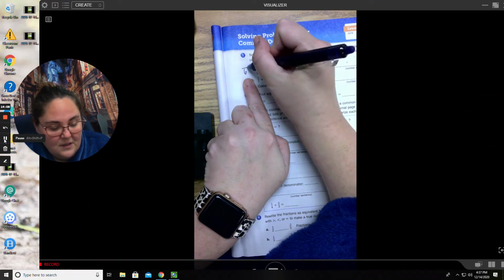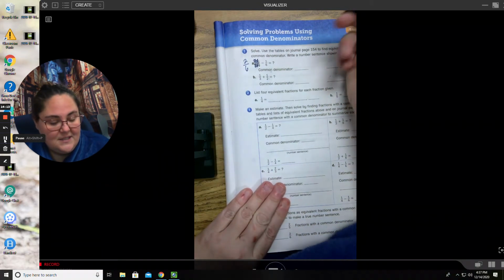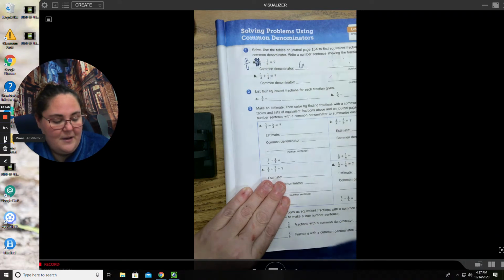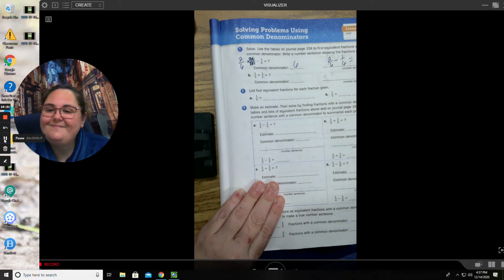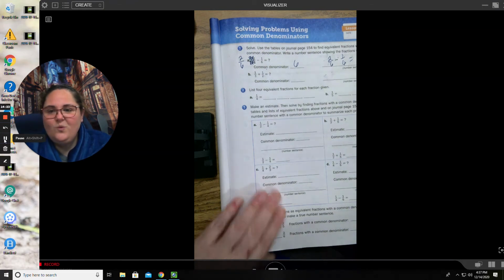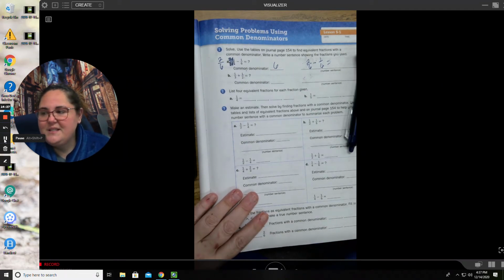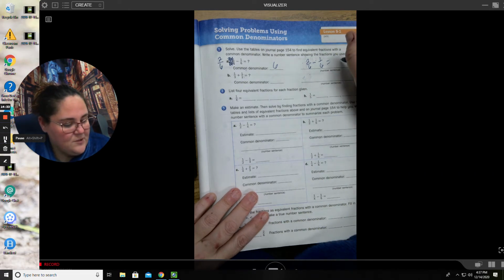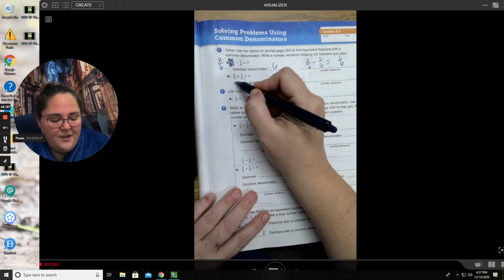So 2/6 minus 1/6. We know my common denominator is 6. I'm going to rewrite my number sentence. 2/6 minus 1/6 equals what? 2/6 minus 1/6. That equals 1/6. Awesome.